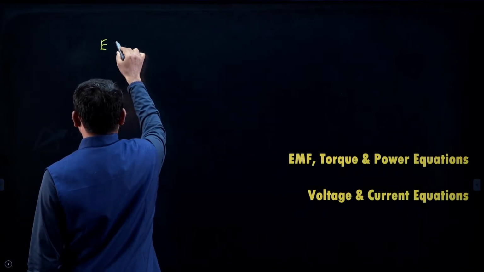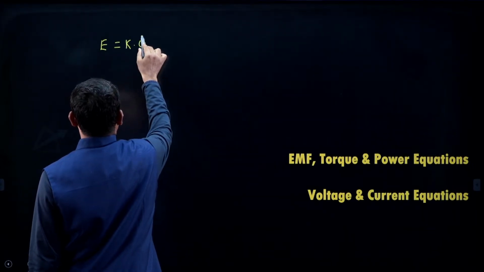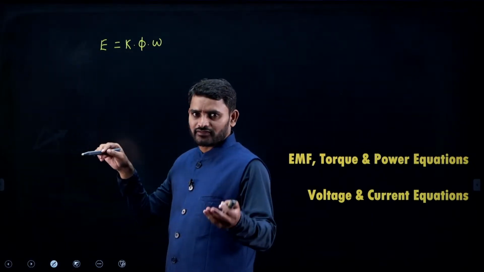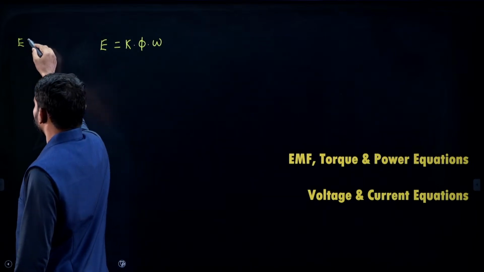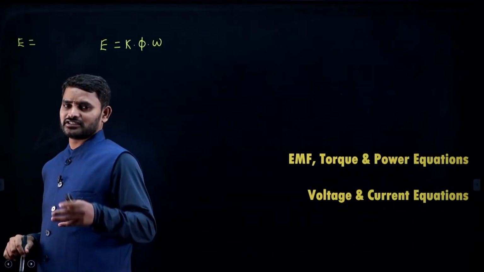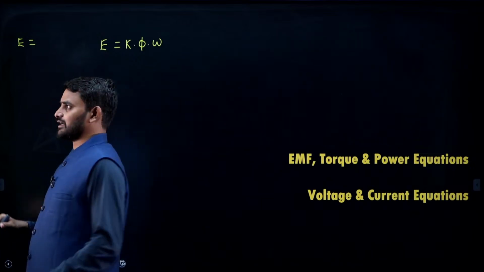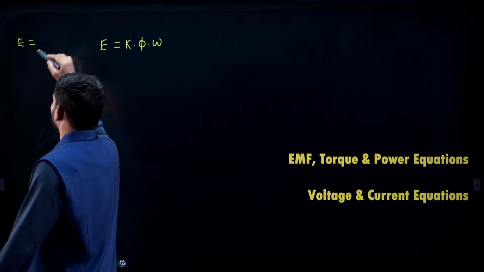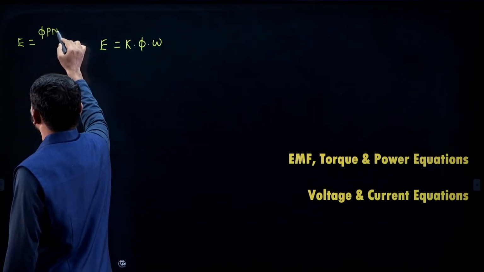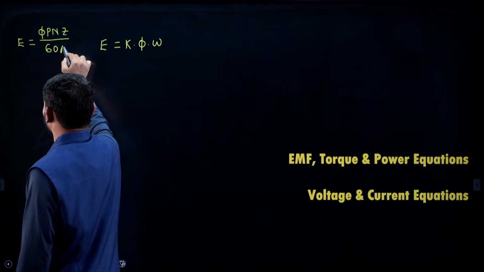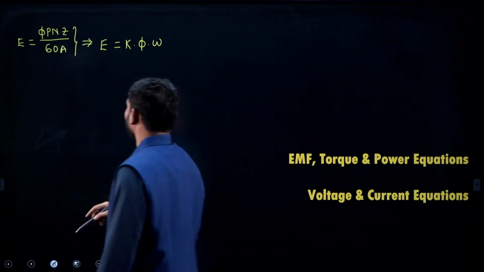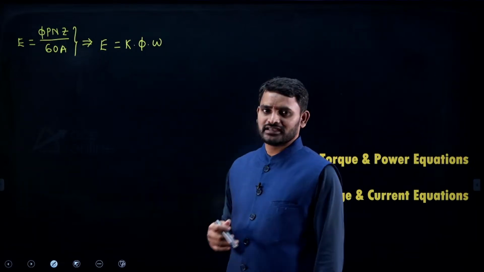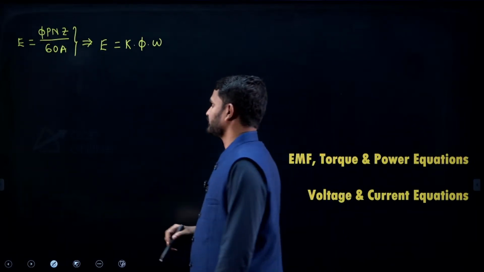EMF is equal to K into phi into omega. This is actually written from where? We know the EMF in the DC machine, whether motor or generator, the equation is valid for both machines: phi P N Z by 60A. From this only we have got this one. What is K here? Motor constant. Flux is the field flux lines. Omega is the angular rotation of the rotor.